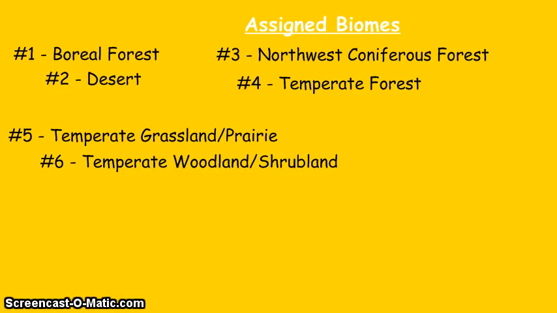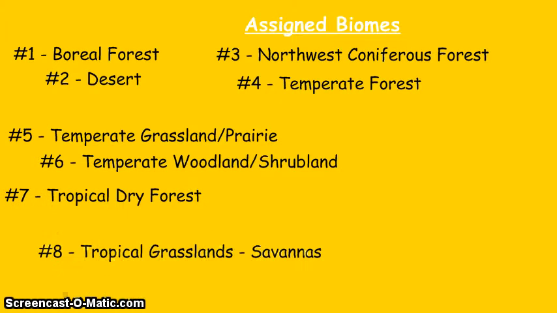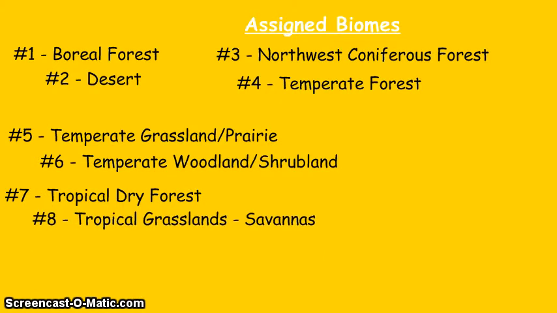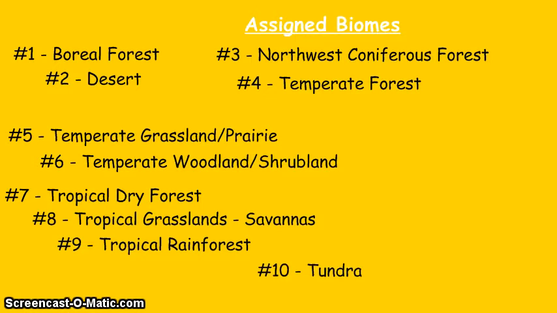Group number 7 is going to be the tropical dry forest. Group number 8 is going to be the tropical grasslands, also called the savannas. Group number 9 is going to be the tropical rainforest. And group number 10 is going to be the tundra. Notice that we're only doing the 10. We're not doing the ocean, which becomes a bigger project than one group could handle. So those are the ways we're splitting up the groups.